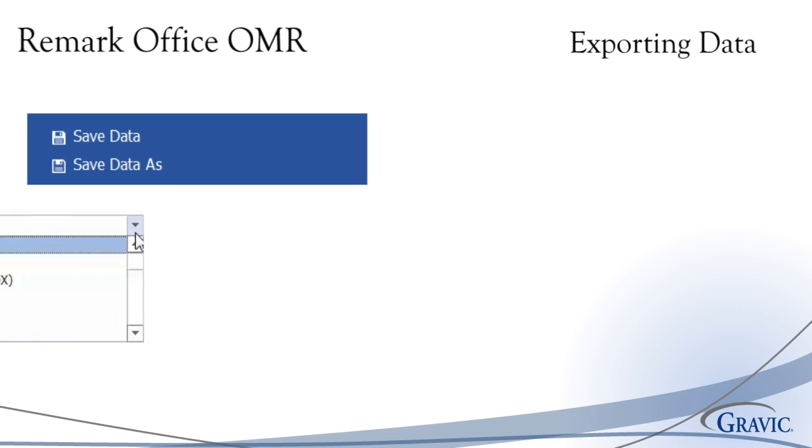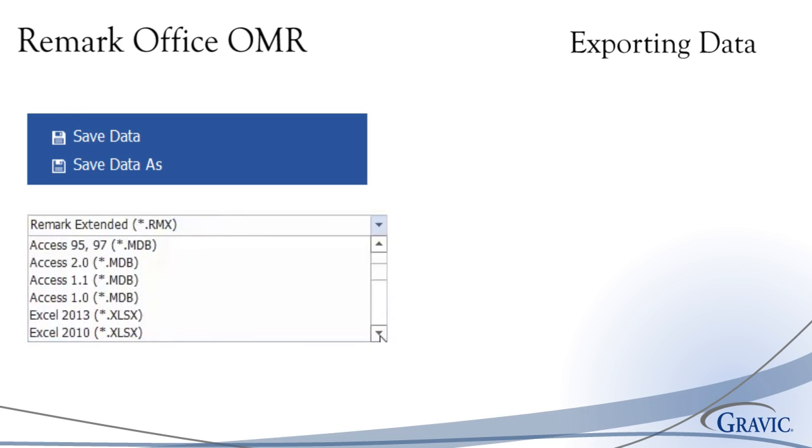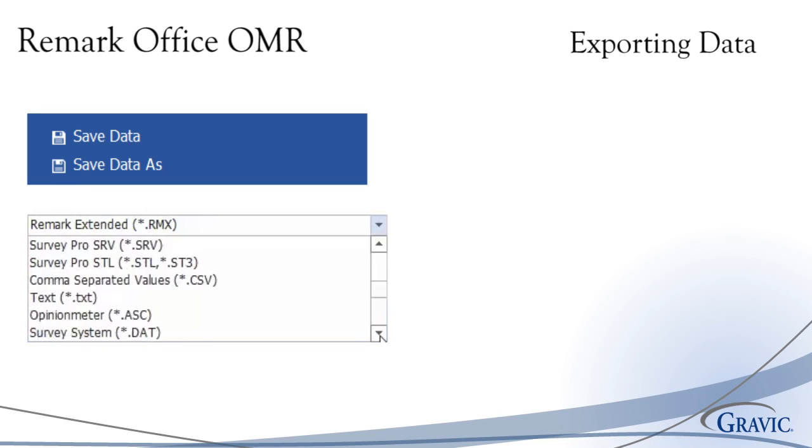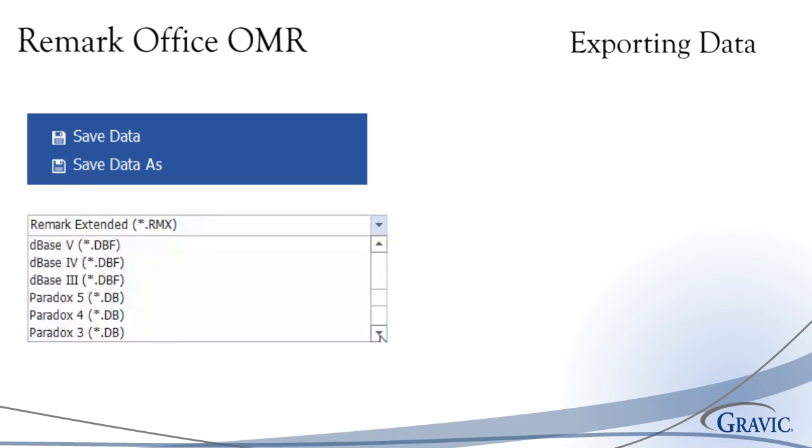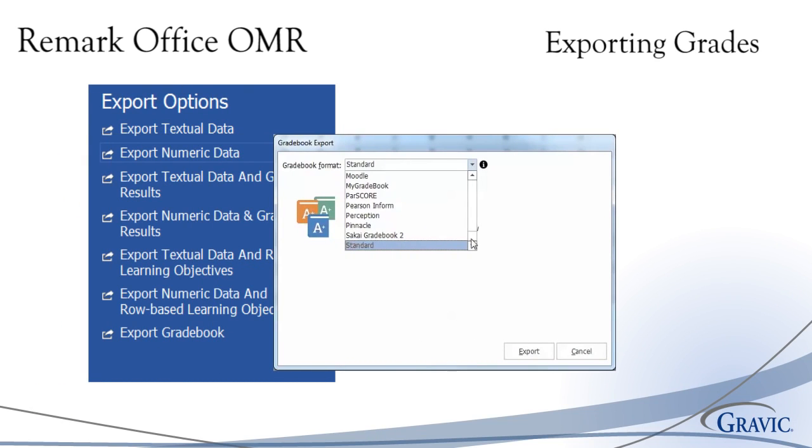Raw data that has been collected with Remark Office OMR can be exported to a variety of popular formats. These formats include, but are not limited to, Excel, Access, SPSS, CSV, and many more. Grade results can be exported to various gradebook formats, as well as student management systems.